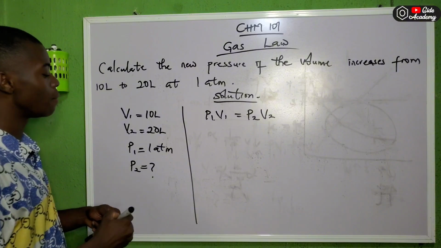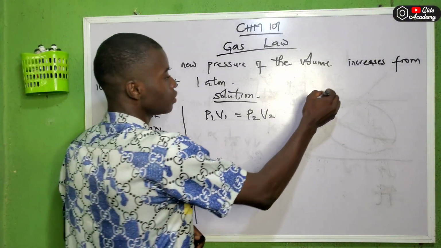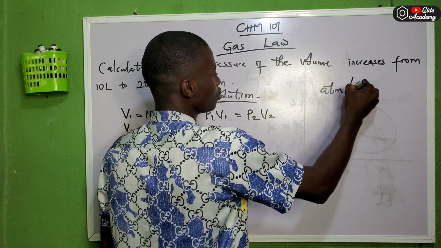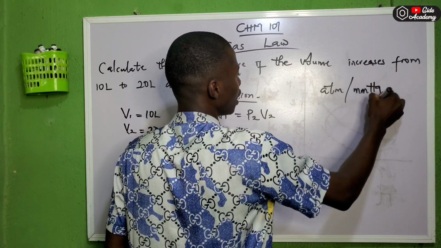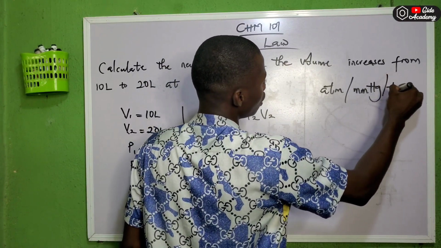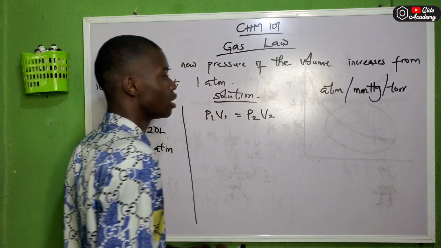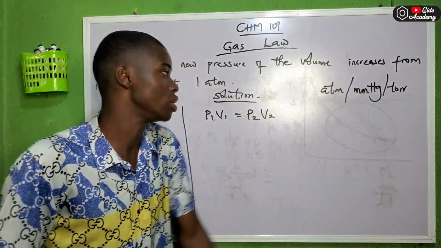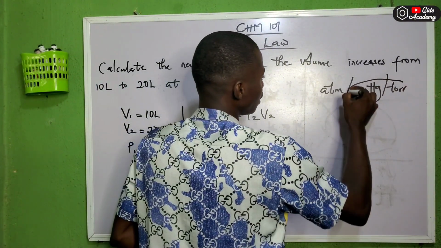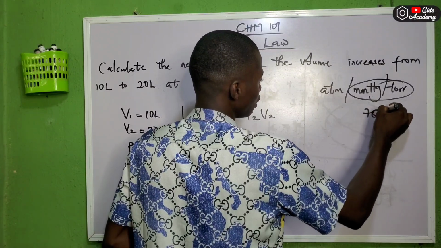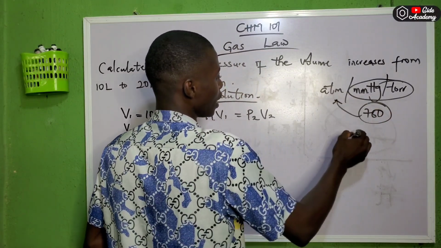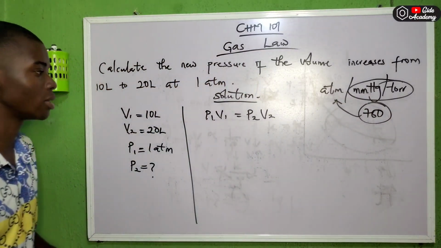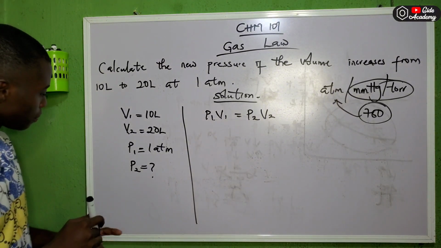Please take note. Pressure can be measured in atm, can be measured in millimeter of mercury, can as well be measured in torr. So please, atmosphere, millimeter of mercury, and what? Torr. But these two, they have the same value of 760. Why this? You convert by your normal mathematics already. So now look up, class.